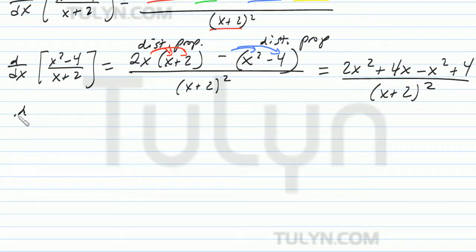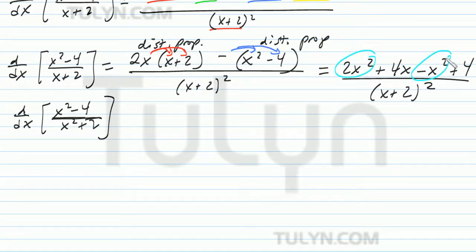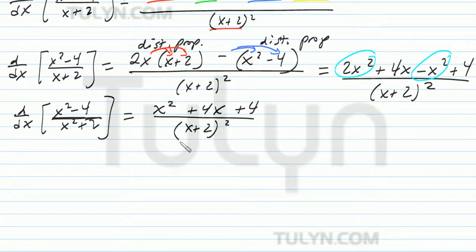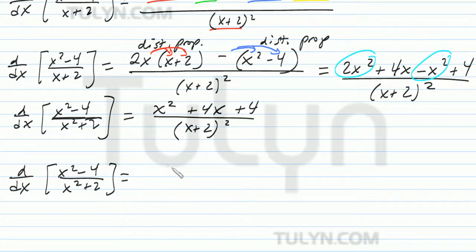So then the derivative with respect to x of x squared minus 4 divided by x plus 2 is going to be equal to, go ahead and combine like terms, 2x squared minus x squared is going to be equal to x squared plus 4x plus 4 divided by x plus 2 squared. So the derivative is going to equal x plus 2 times x plus 2.